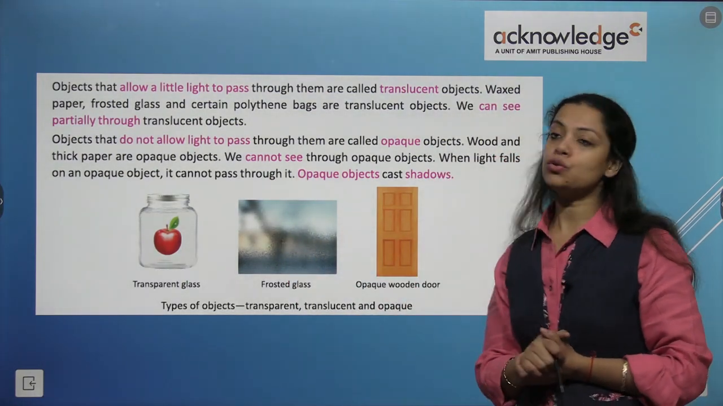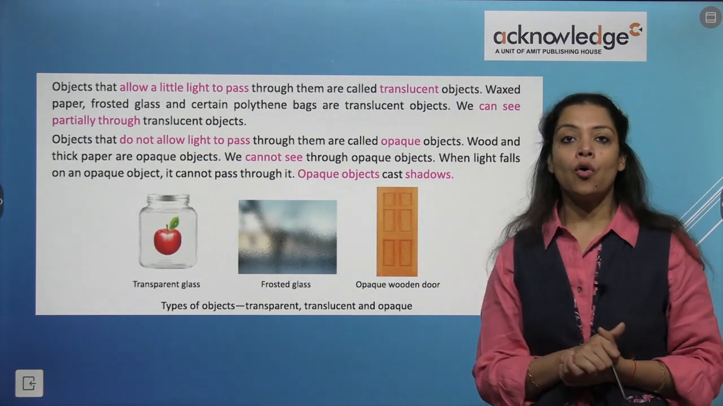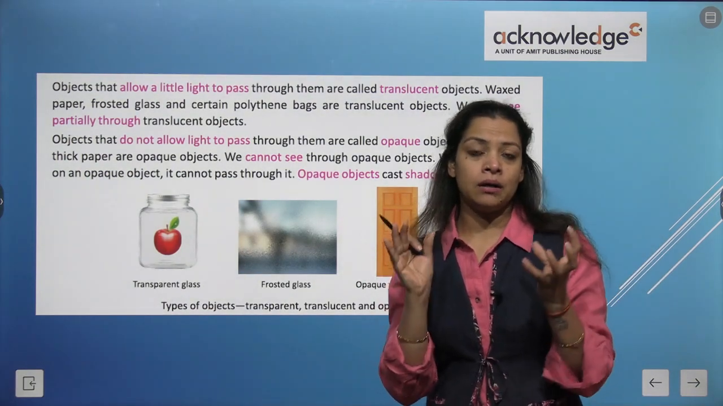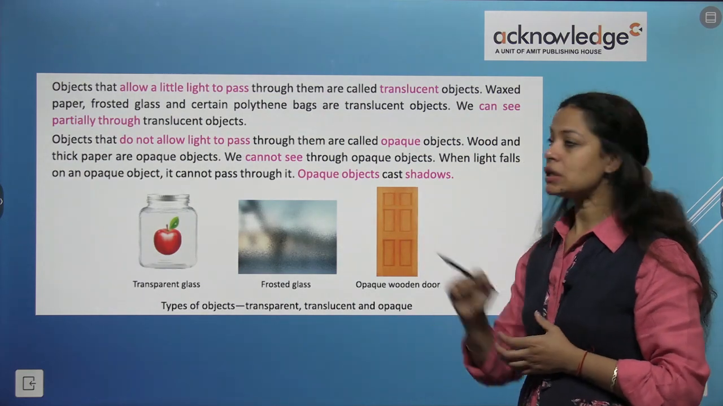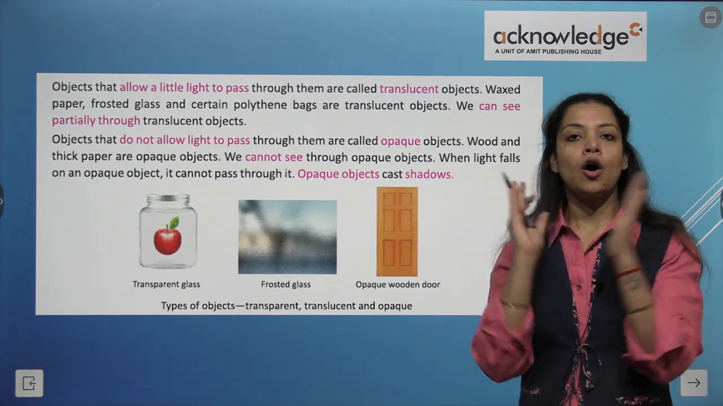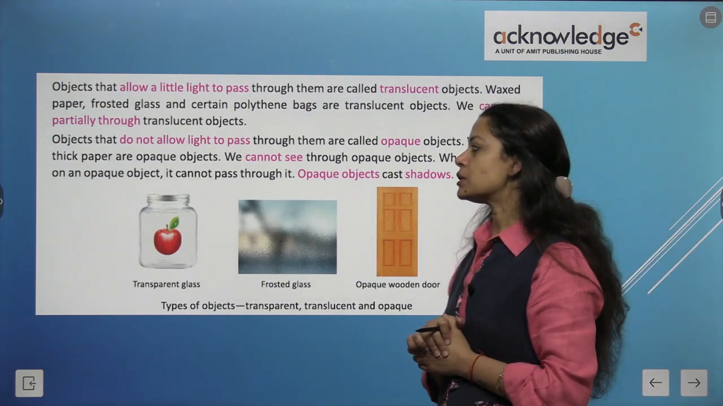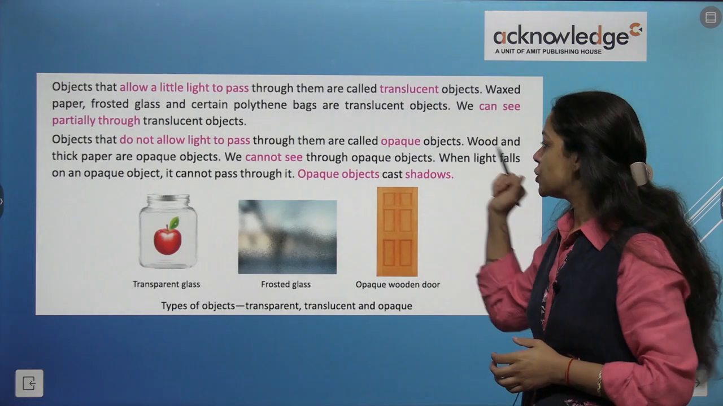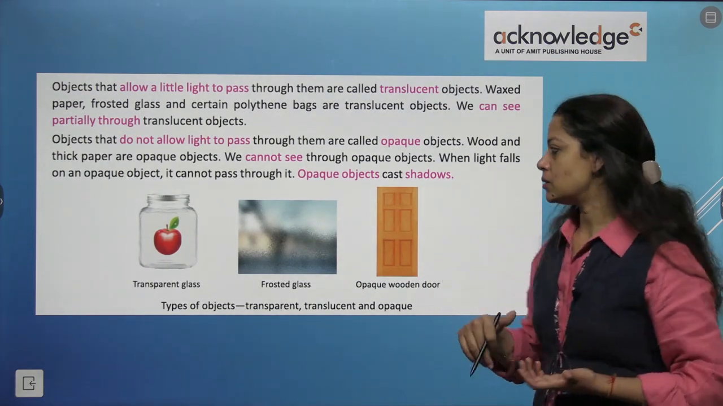Now objects that do not allow light to pass at all are called opaque objects. Wood, thick paper, thick plastic sheets, they all are opaque objects. We cannot see through opaque objects, they block the projection of light. When light falls on an opaque object, it cannot pass through it. So opaque objects cast shadows. Shadow किस तरह से बनती है? Opaque object के थ्रू से शैडो बनती है.